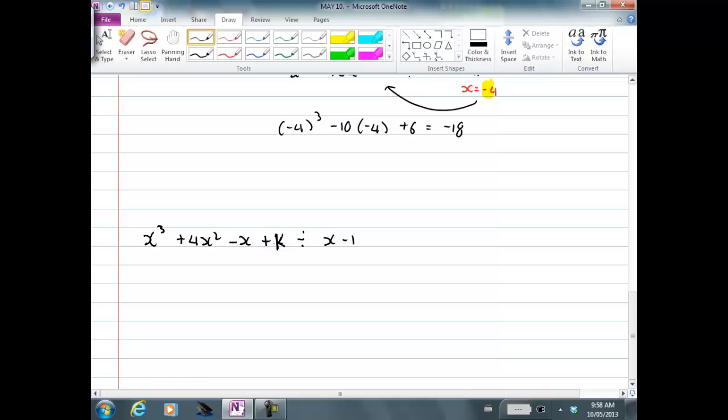Okay. The question is this. Determine the value of k. Determine k if the remainder is... Powin, choose a number for me. 1. A question made up by Powin. Good luck.